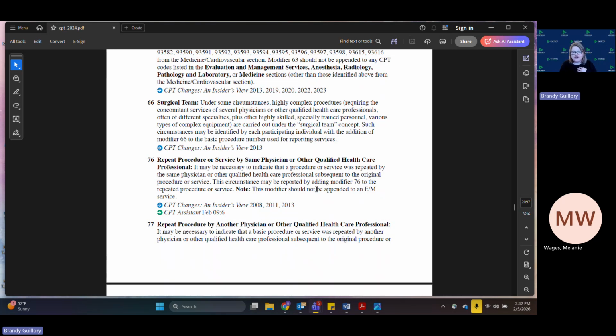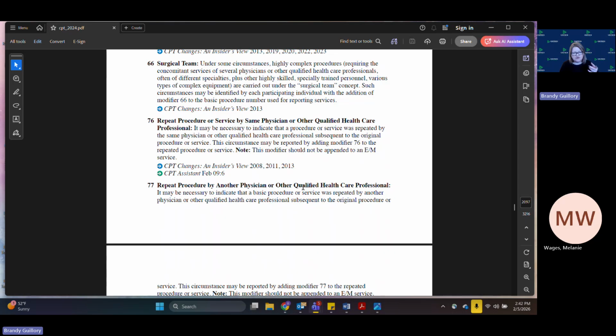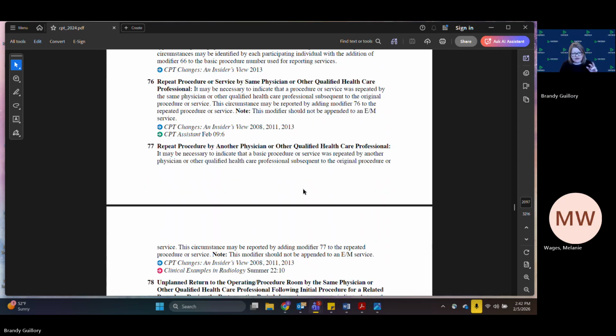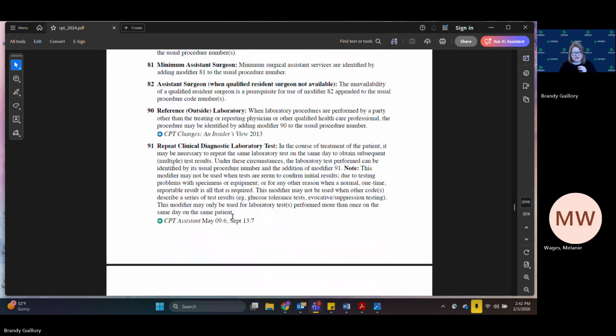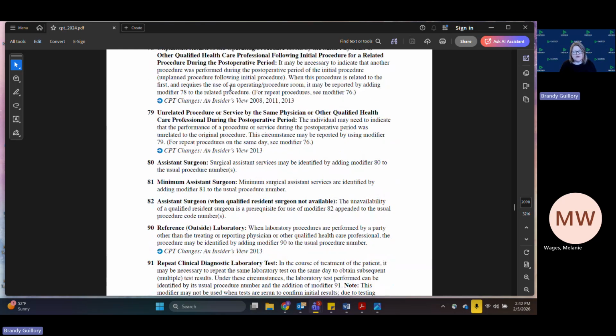Okay. But that's where you got to read, guys, because the definitions can be really close. 78 and 79. Unplanned return to the operating procedure room by the same physician. 79. Unrelated procedure by the same physician. Very close, but different things. All right. And that is pretty much it.